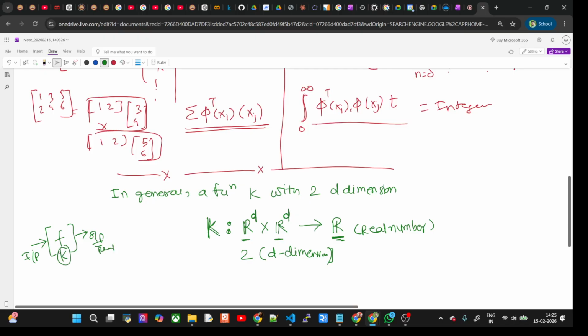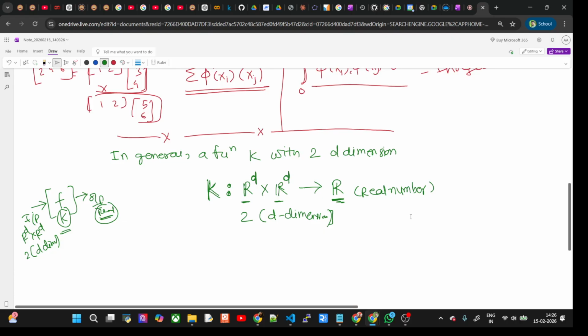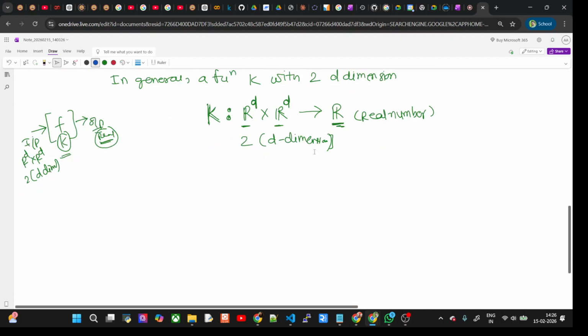And this k function, you give input and get some output, and this input is actually R^d cross R^d, like 2D-dimensional data. You are giving this and getting some output, and you are asking whether this kernel is valid or not. There are two methods to show whether this kernel is valid. The first method you have already seen, method number 1.